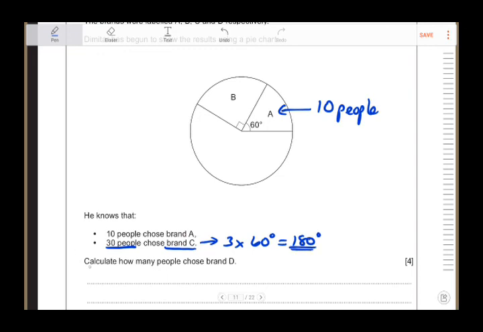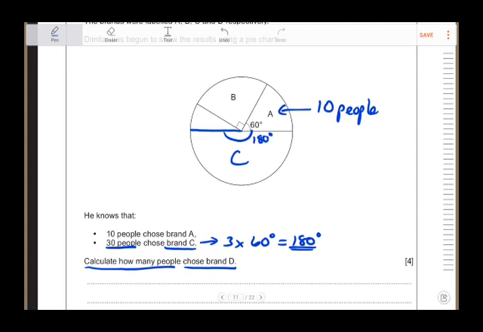What's the question? Calculate how many people choose brand D. Okay, well I'm going to draw the line on this pie chart to represent brand C. Now all I need to do is from this line here to go straight across. And you need to sketch, you could use a ruler in your exam, but you just need to sketch it to show that this is C. And there's your 180 degree angle. Okay?